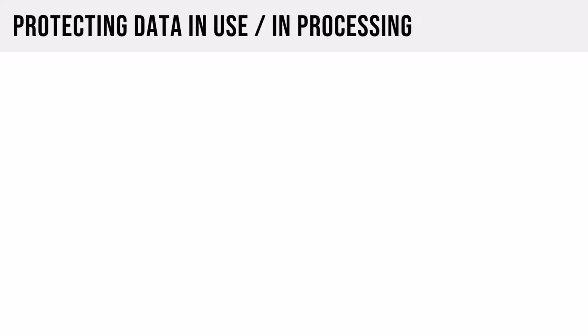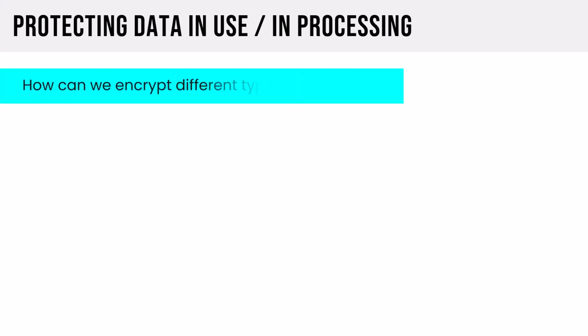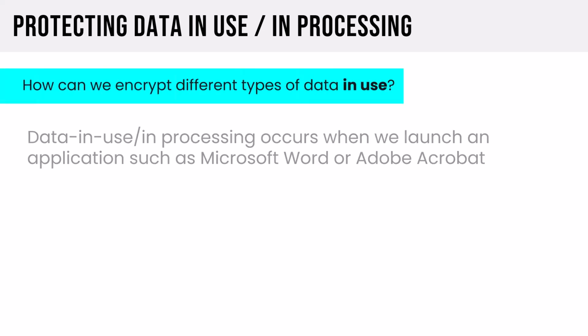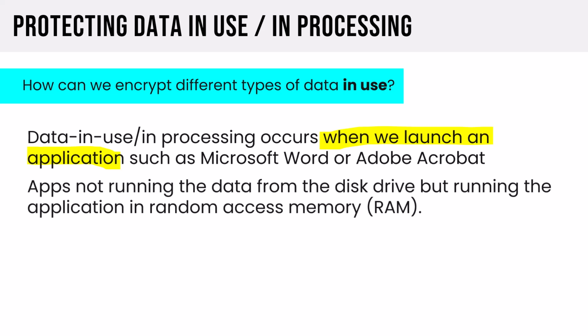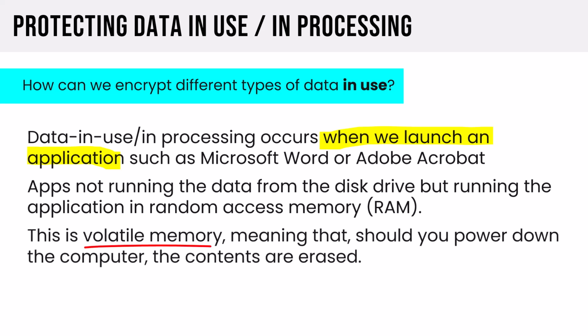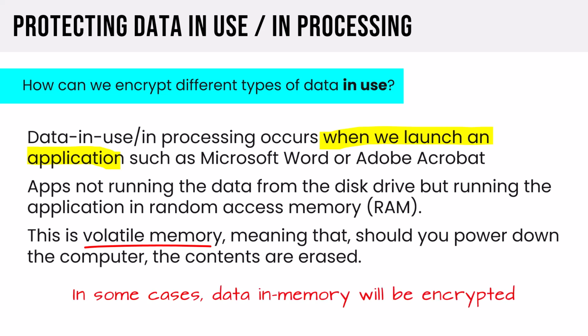You may see mention of protecting data in use or data in processing, two ways of saying the same thing. And data in use occurs when we launch an application like Microsoft Word or Adobe Acrobat. Apps are not running the data from the disk drive, but running the application in RAM, in random access memory. This is volatile memory, meaning that should you power down the computer, the contents are erased. But nonetheless, in some cases, data in memory will be encrypted. One place that comes to mind is the Credential Guard feature in Windows. They're encrypting your password hashes in memory, so if they're dumped, they're not accessible.